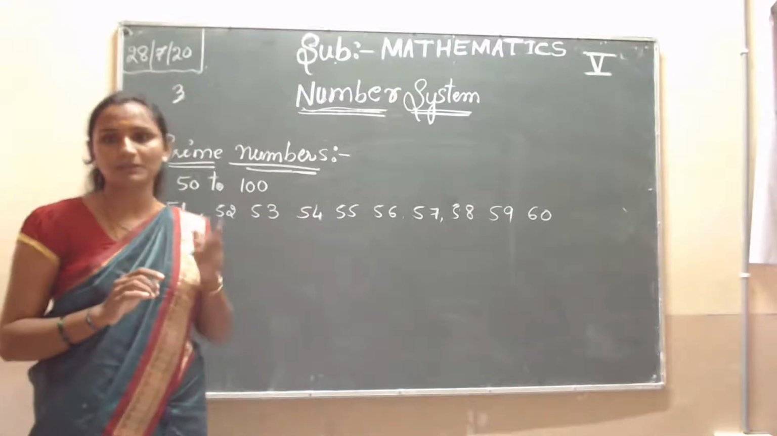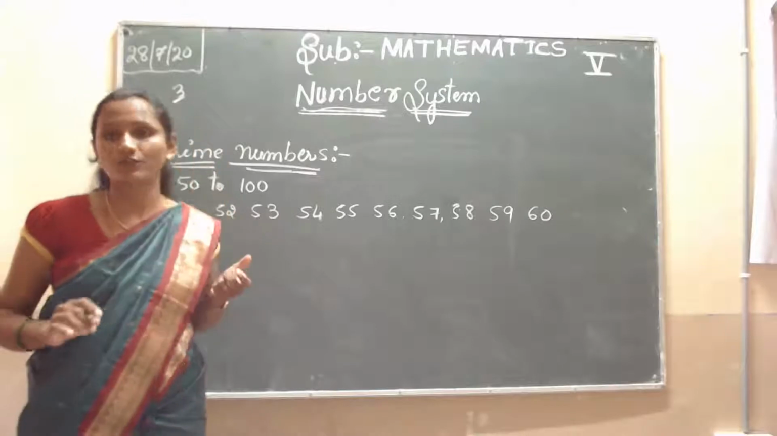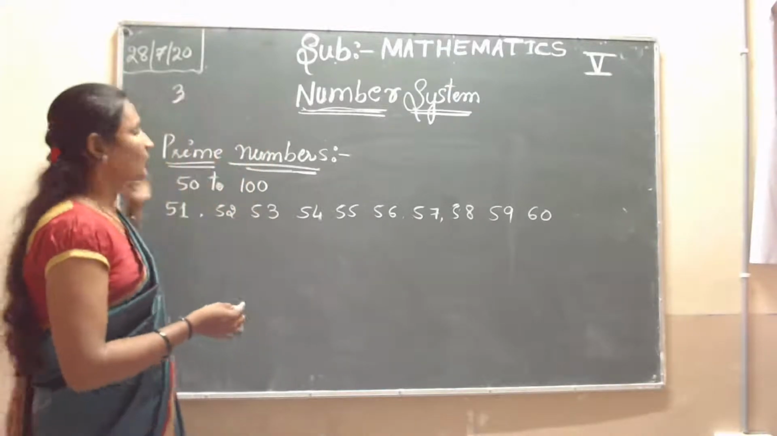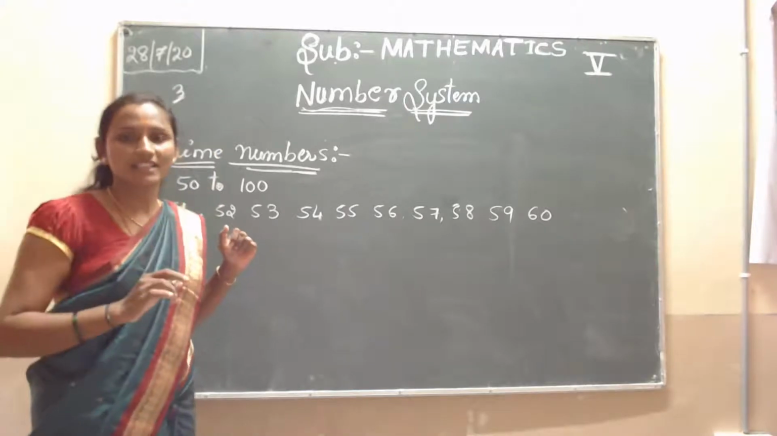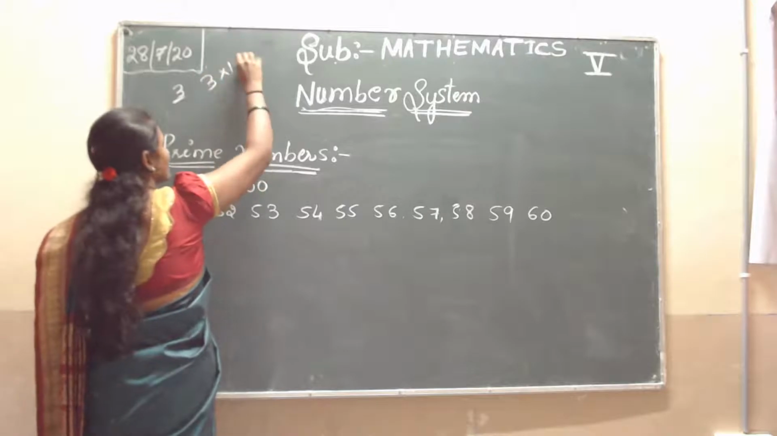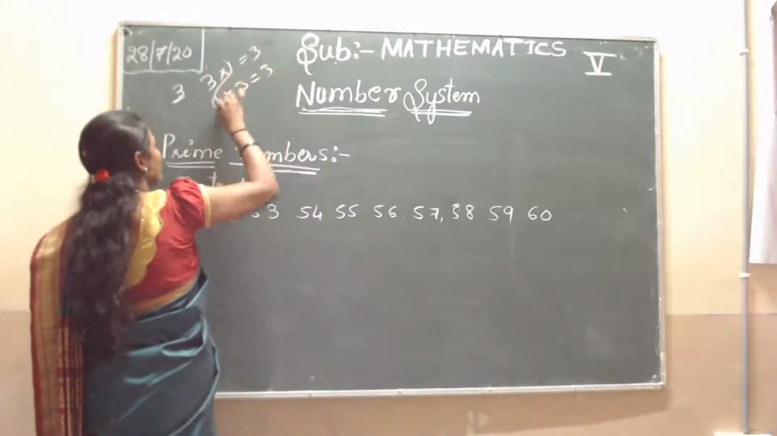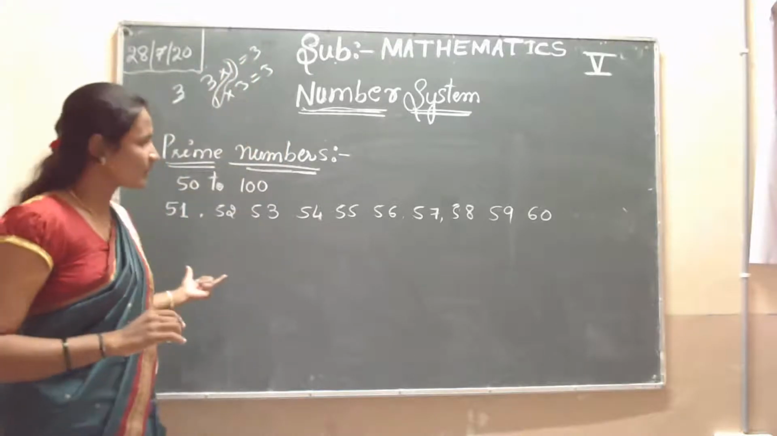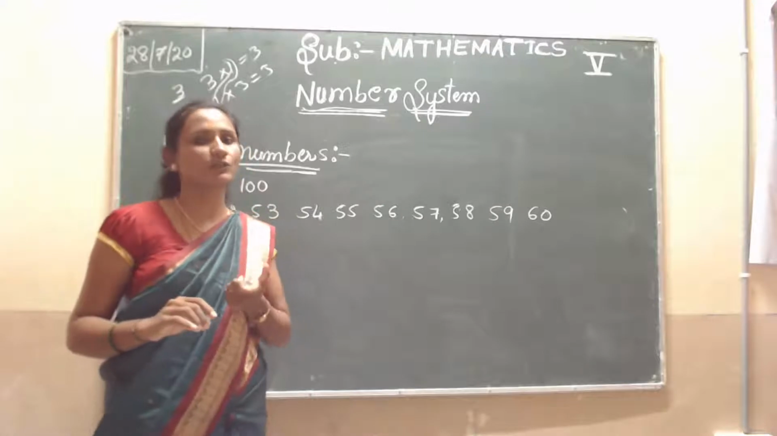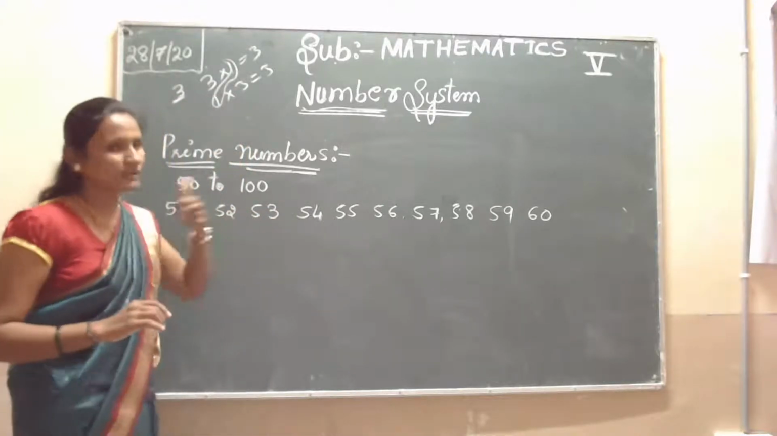How many factors does 3 have? Two factors, because 1 times 3 is 3 and 3 times 1 is 3. A prime number has exactly two factors, so 3 is a prime number. Now just identify the primes from 51 to 60.